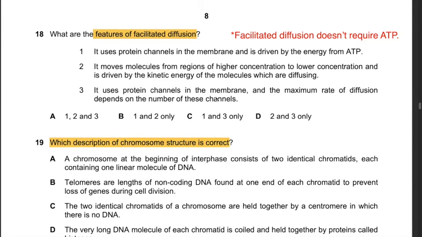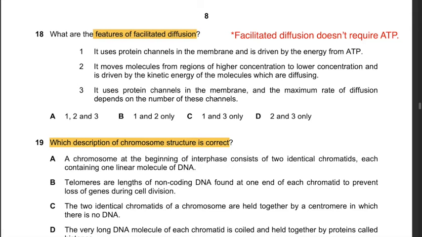Question 18. What are the features of facilitated diffusion? 1. It uses protein channels in the membrane and is driven by the energy from ATP. 2. It moves molecules from regions of higher concentration to lower concentration and is driven by the kinetic energy of molecules which are diffusing. 3. It uses protein channels in the membrane and the maximum rate of diffusion depends on the number of these channels.